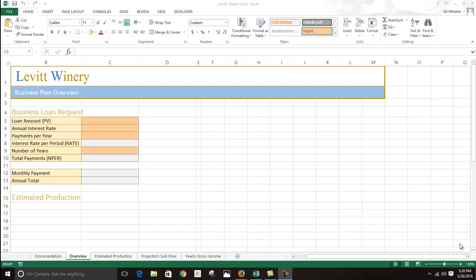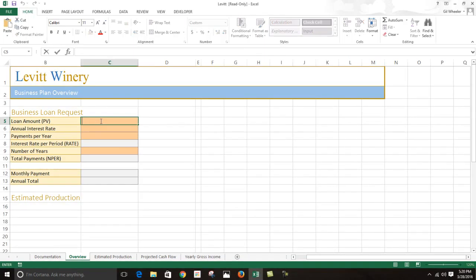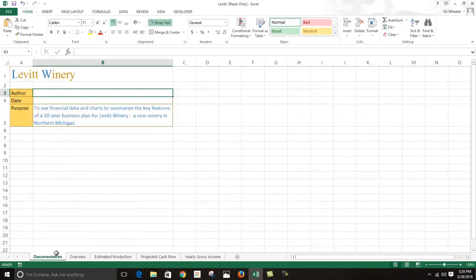And when you check your Blackboard email, I've emailed you a workbook entitled Levitt. And if you do want to follow along in your ebook, I'm on page EX 193. And in step 2, it says in the documentation sheet, you can enter your name in cell B4 and the date.